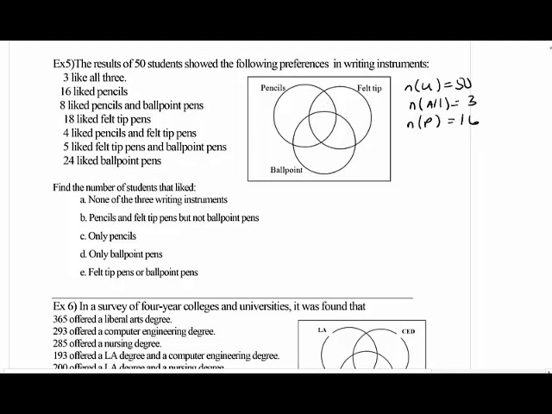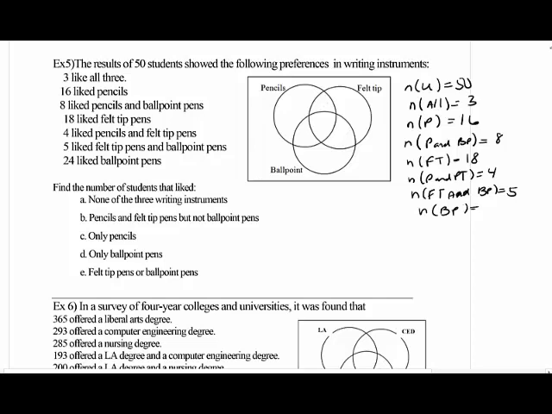Pencils is 16. Pencils and ballpoint pens is 8. Felt tip is 18. Pencils and felt tip is 4. Felt tip and ballpoint, it's 5, and then ballpoint pens was 24. So I don't want you to get confused if it's listed out of order. So that's one of the reasons why we did this one.